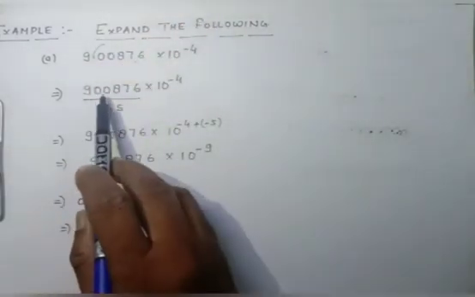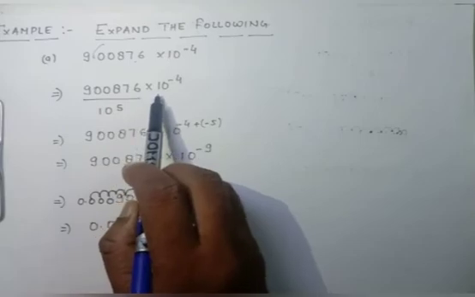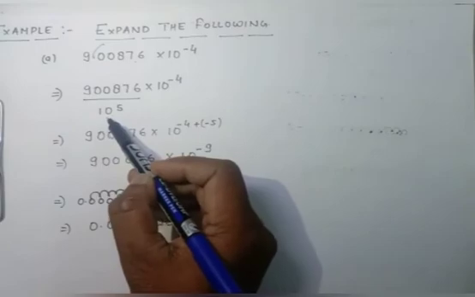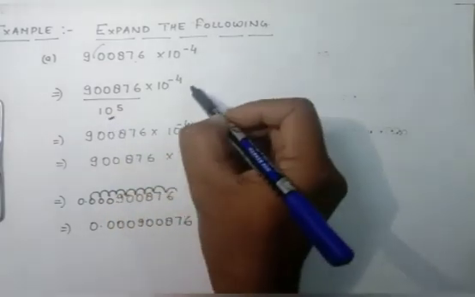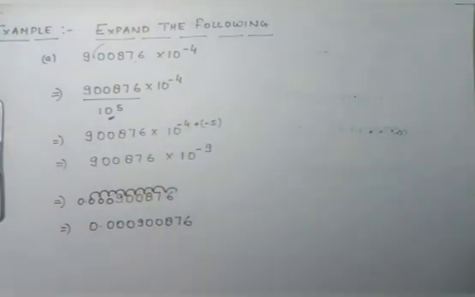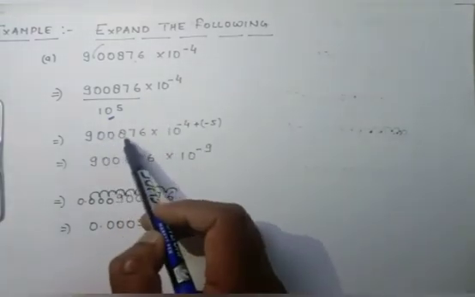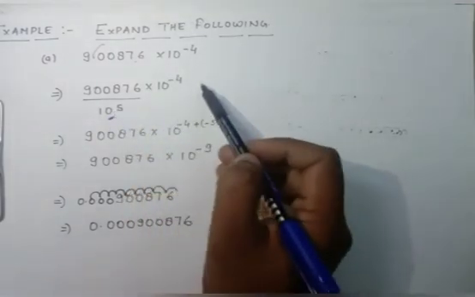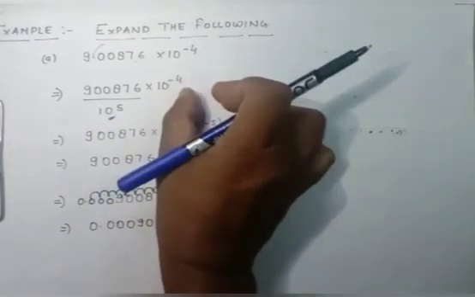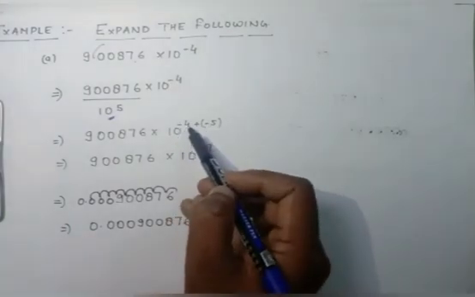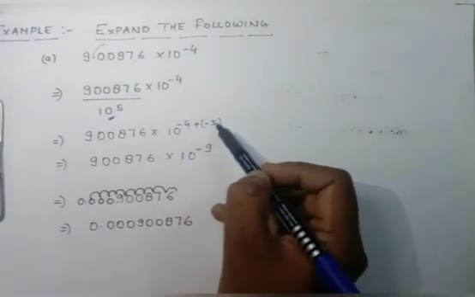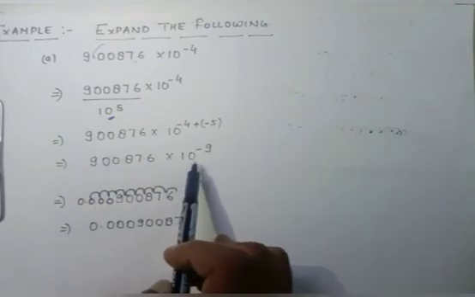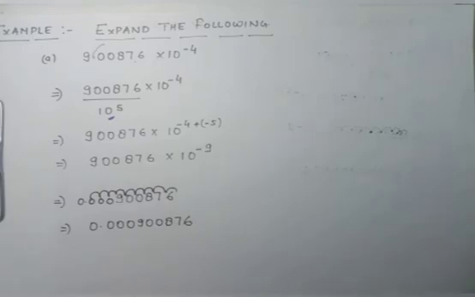Now it will become 9.00876 into 10 to the power minus 4 upon 10 to the power 5. If I bring 10 to the power 5 to the numerator place, what will it become? 9.00876 into 10 to the power minus 4. This 5 will become minus 5 and the powers will be added. So 10 to the power minus 4 plus, inside the bracket, minus 5. So it will become 9.00876 into 10 to the power minus 9.